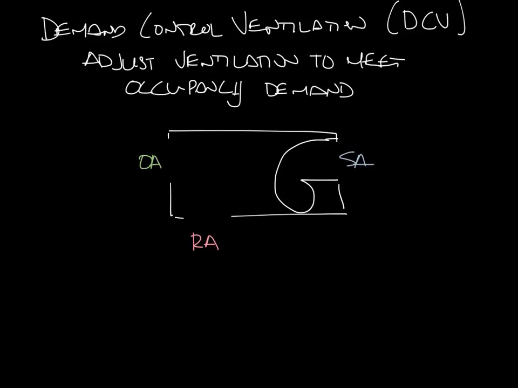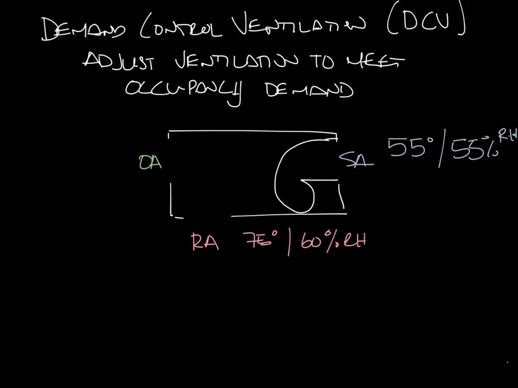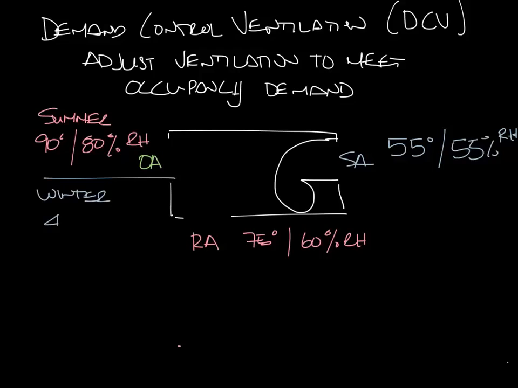So the supply air you want to send to your space is about 55 degrees and 55% relative humidity, we'll say. Your return air coming back from your occupied space is about 75 degrees and maybe 60% relative humidity. And now your outdoor air, if it's summer, could be 90 degrees and maybe 80% relative humidity, depending on where you live. And in the winter, it could be 40 degrees and maybe 50% relative humidity.